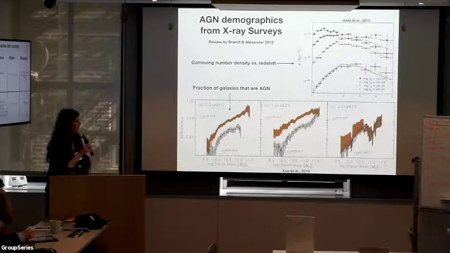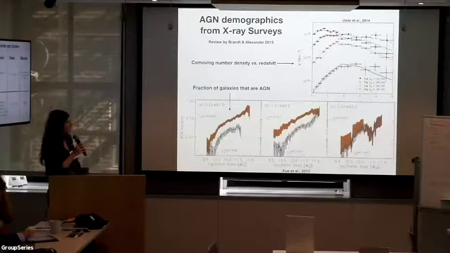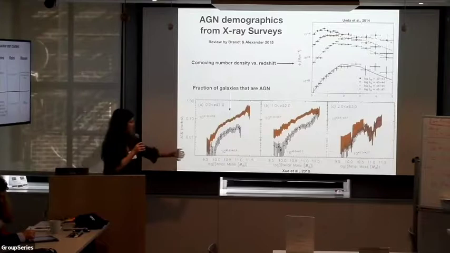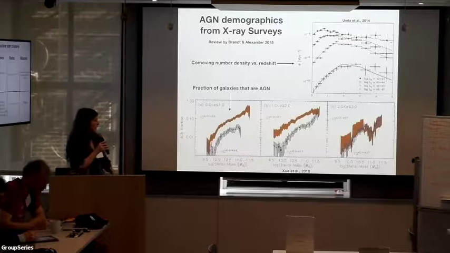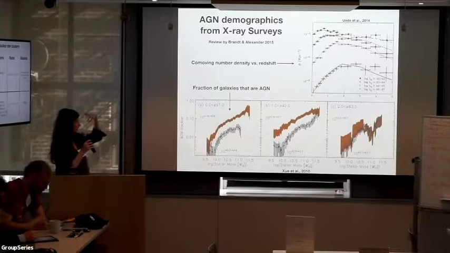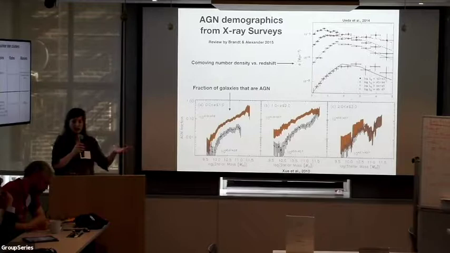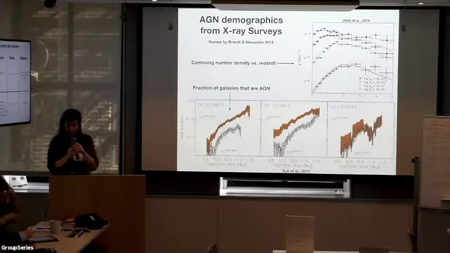And then the fraction of galaxies that are AGN is also strongly dependent on the stellar mass of the host galaxy. But you can see it's around 0.1 of galaxies that host an AGN. And for much lower luminosity AGN, there are many galaxies, like maybe 0.3, 30% of galaxies, that show some kind of AGN activity.